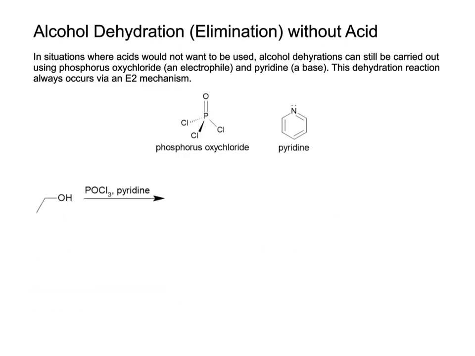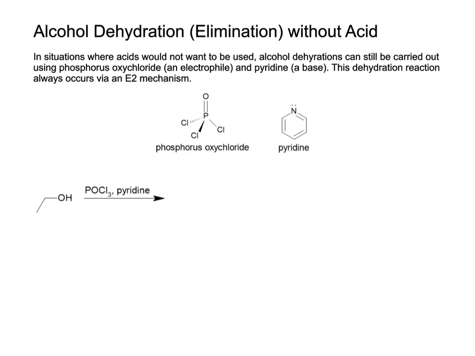In our next reaction, we are going to carry out a dehydration without acid. Sometimes in situations where acids would not want to be used, the dehydration can still be carried out using phosphorus oxychloride, an electrophile, and pyridine, a base. This dehydration always occurs via an E2 mechanism.